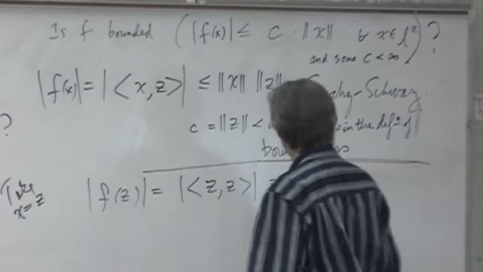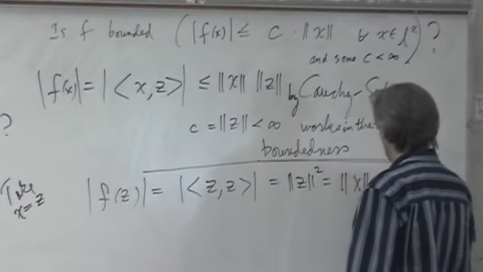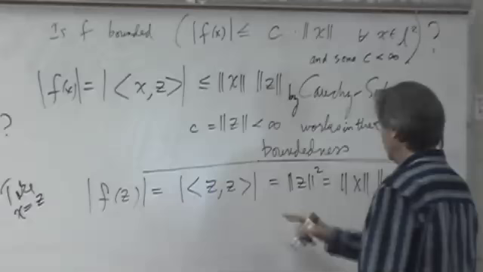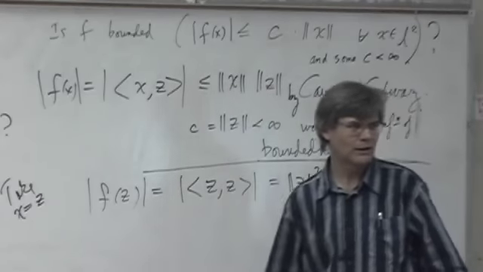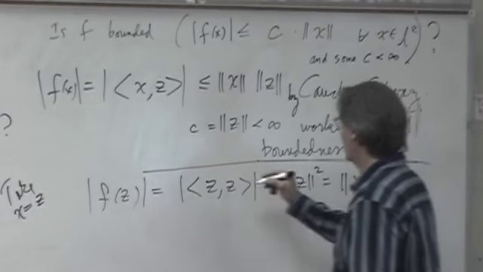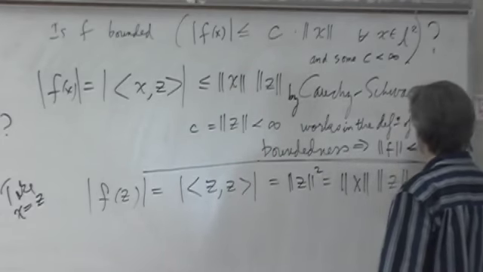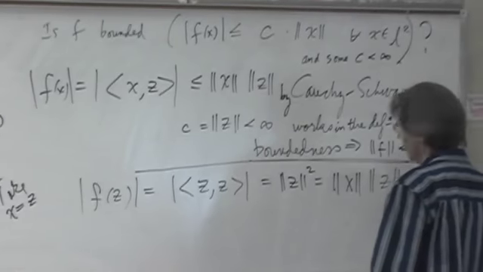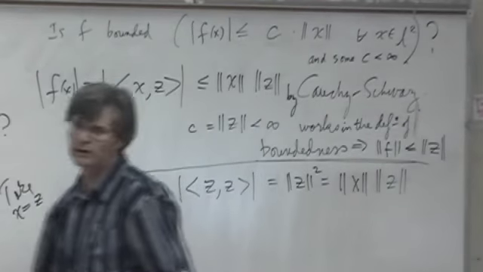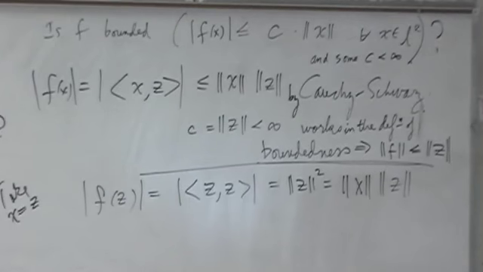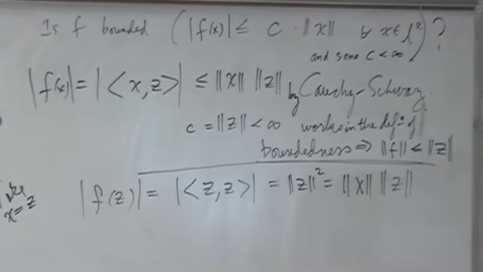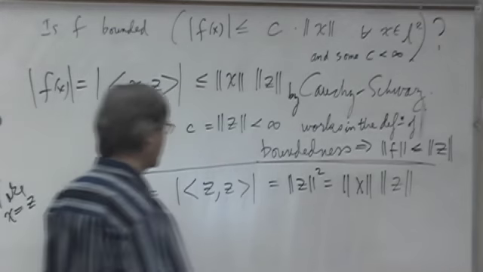All right, which is the norm of x times the norm of z. So I have equality. So what I have here implies that the norm of f is less than or equal to the norm of z, because the norm of z worked as the bound c in the norm inequality. And now I have that the norm of f is greater than or equal to z.